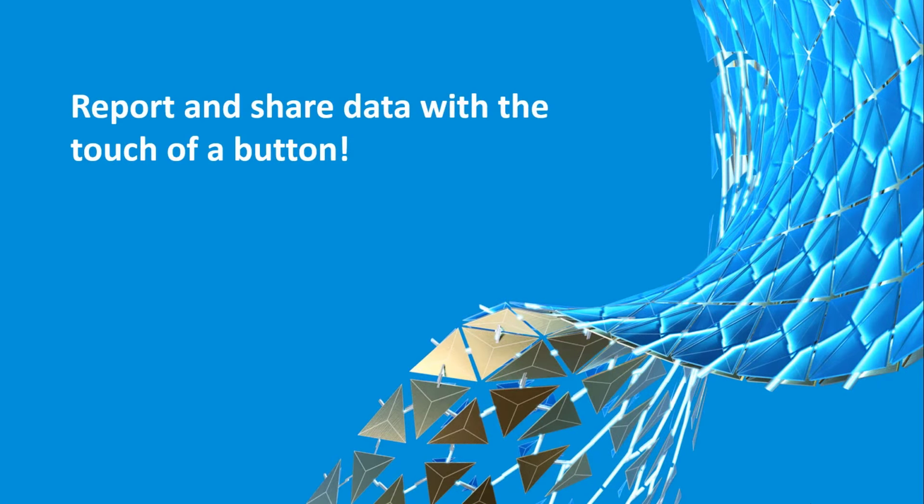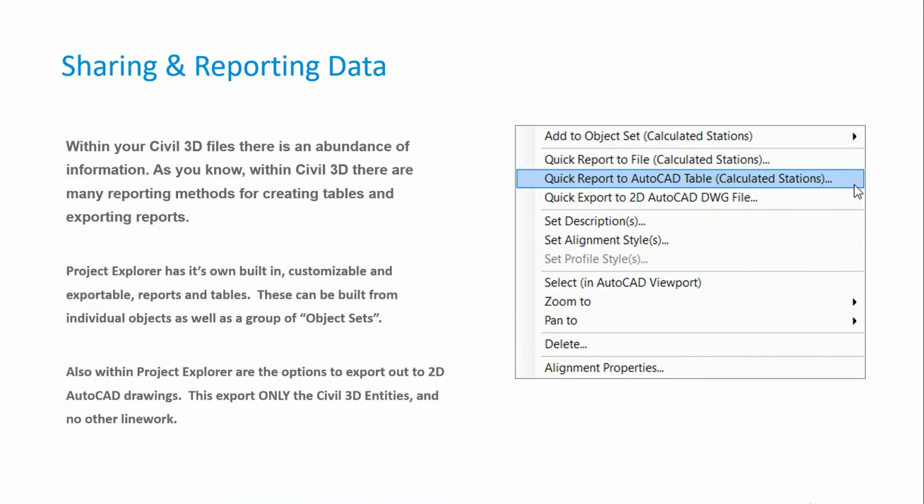All right, in this last session, we're going to look at reporting and sharing our data. As you know, in Civil 3D, there's just a ton of information, and within Civil 3D, there are a lot of reporting methods. You can create tables, you can export reports out. But Project Explorer has its own built-in customizable reports. You can create reports, you can do tables, you can do quick reports. You can set up object sets, which we'll do here in a moment. We'll set up a set so it's going to report on multiple things, maybe comparing an alignment to a pipe, for example. So those are all customizable and savable.